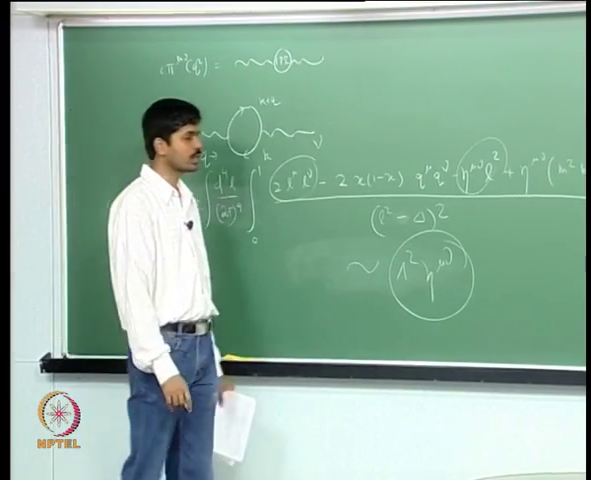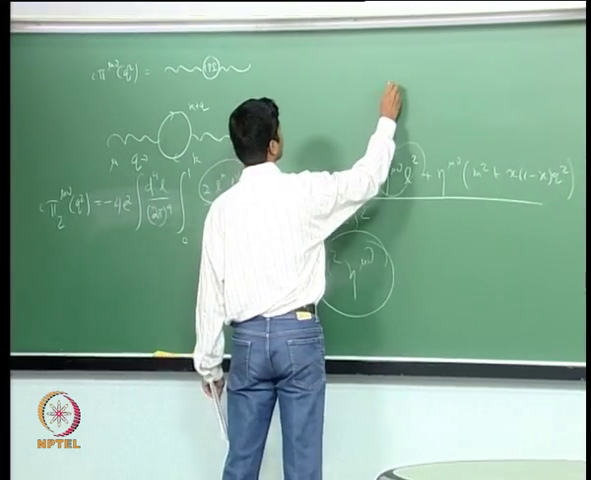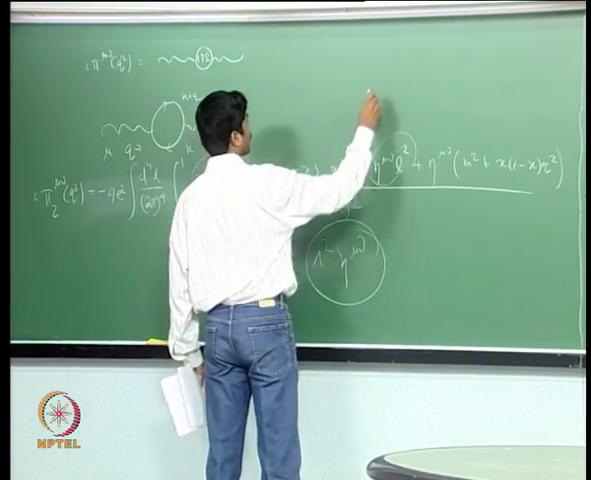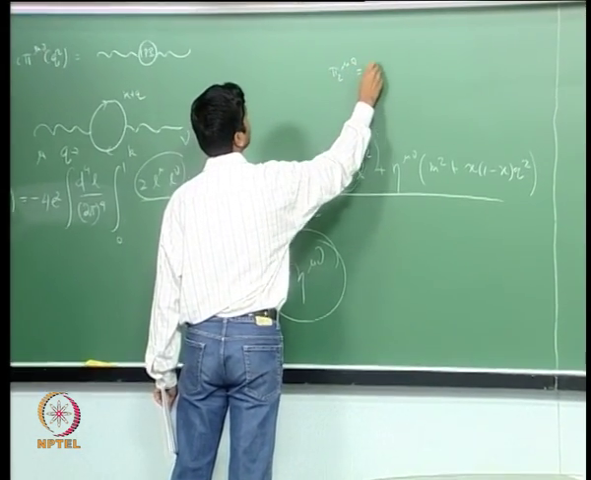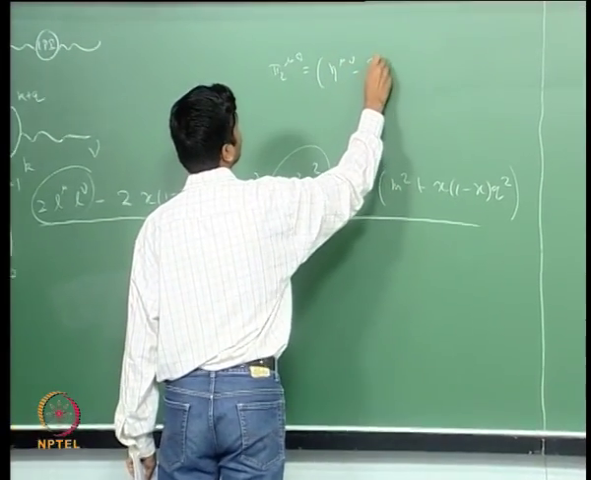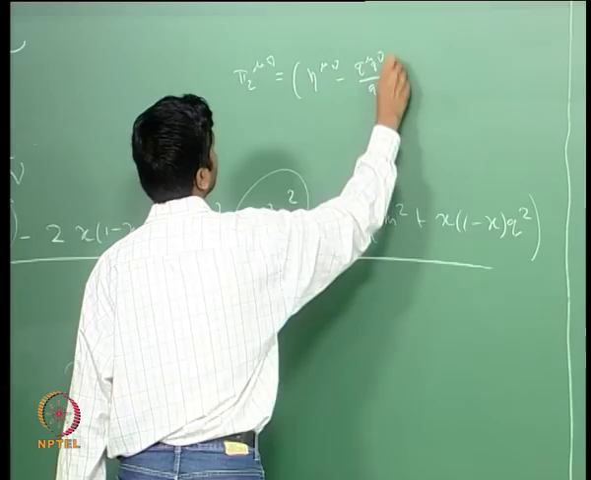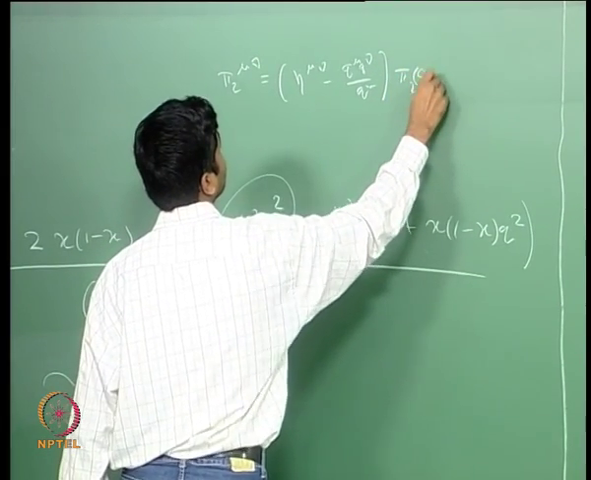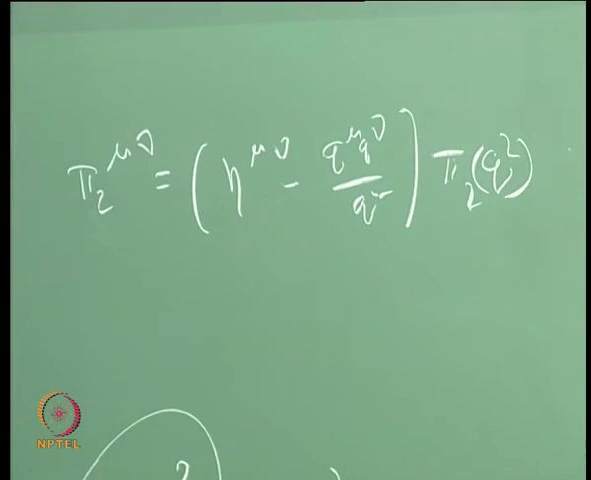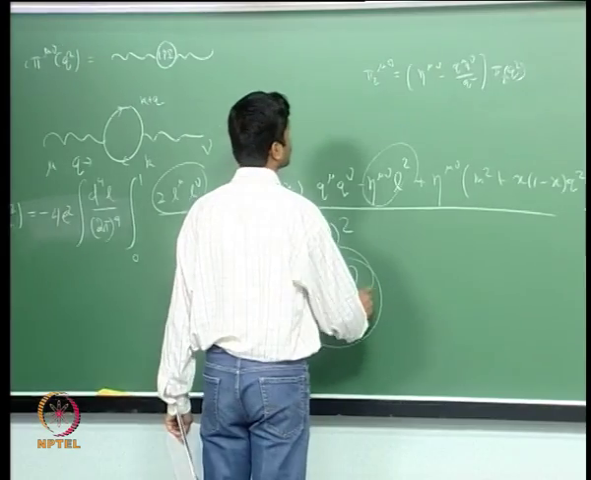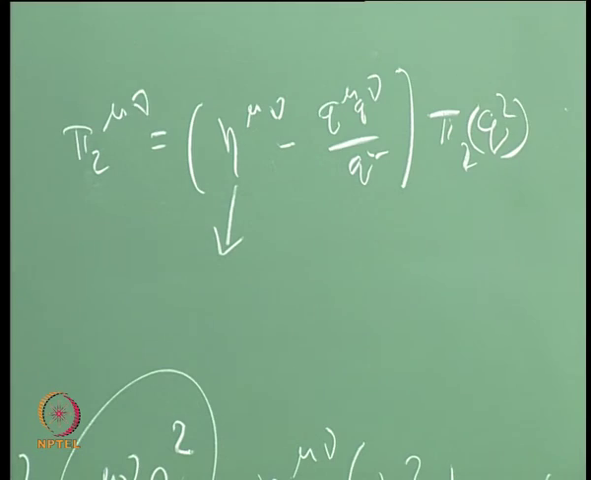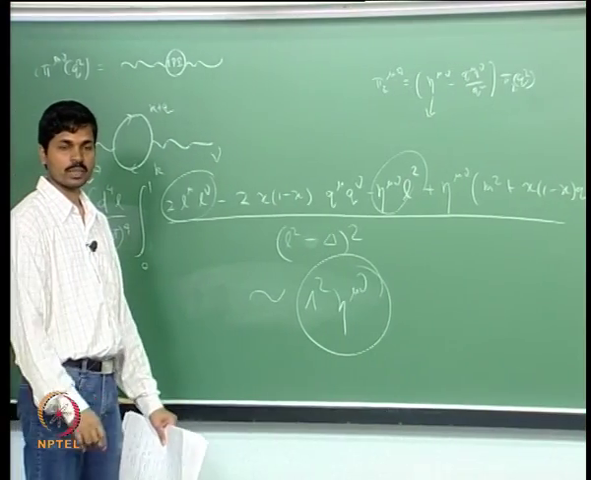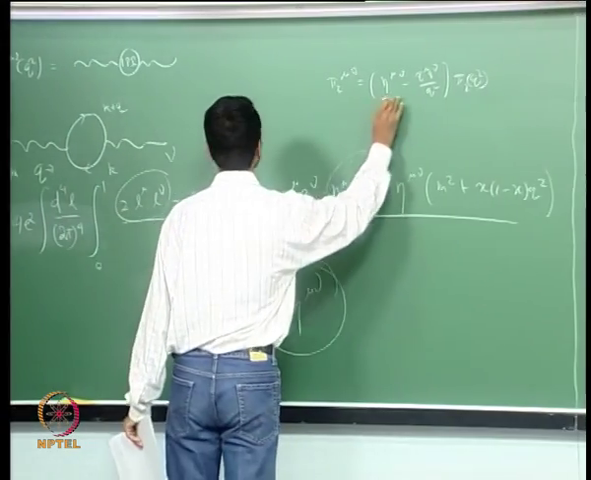Ward identity. Remember, when we discussed the Ward identity, we saw that the expression for Pi_2^{mu nu} must be equal to (eta^{mu nu} minus q^mu q^nu divided by q^2) times some Pi_2(q^2). That is what we were expecting to get, but in this regularization process, we do not get the second term here. All that we get is eta^{mu nu} times some quantity which is quadratically divergent. So the Ward identity is lost in this process.